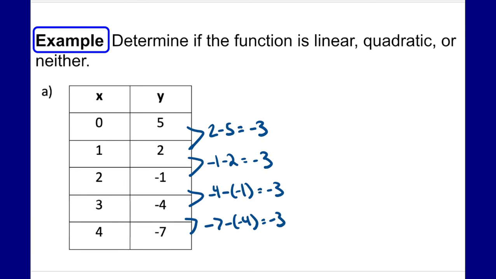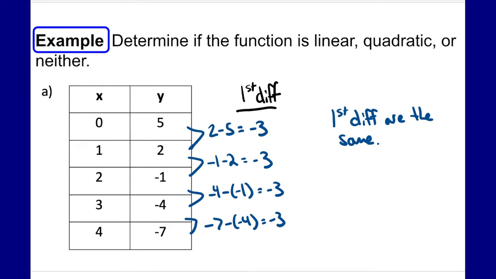The values that I get when I subtract are what we consider our first differences. If we were to take the difference of these numbers, similar to what we just did, we would be finding the second differences. But I don't need to go that far, because we should notice that our first differences are all negative 3. Because they're the same, that means this is linear, because that was one of the characteristics of a linear function.